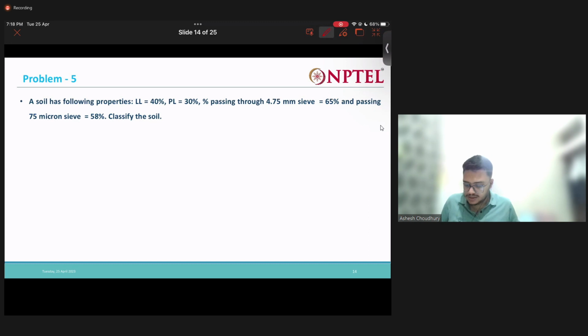So now, just for revision, let us solve this problem. The soil has the following properties: liquid limit is given, plastic limit is given, and the fraction passing through the 4.75 mm sieve is given. The fraction passing through the 75 micron sieve is given. So what type of soil is it? Is it a coarse soil or a fine soil? Fine, because more than 50% is passing through the 75 micron sieve, right? 58% is passing, so it is a fine fraction, right?